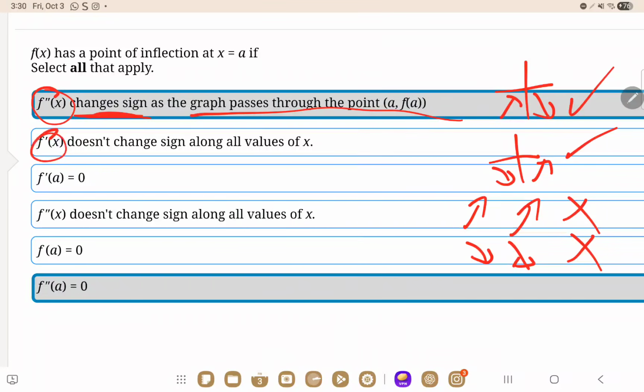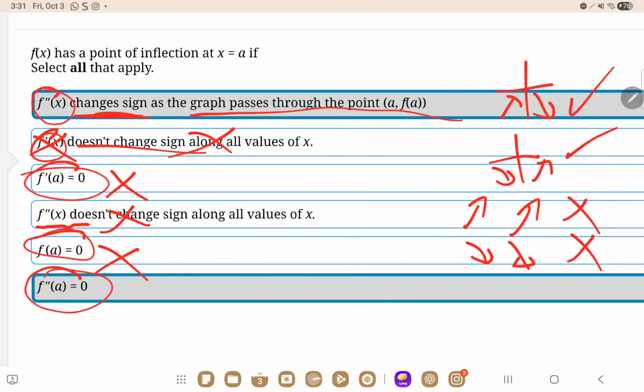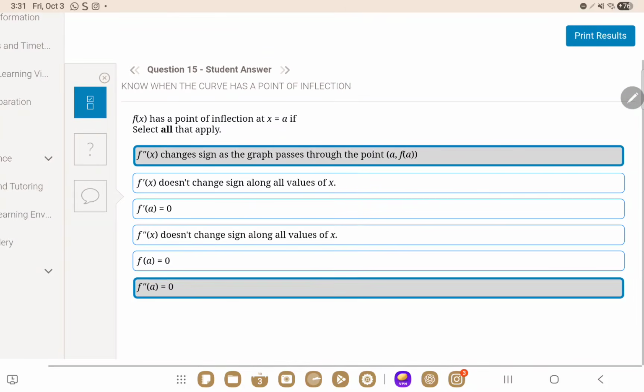So f of x doesn't change sign. First of all, it's not f of x, it's f double prime x. And then it has to change sign. So this is wrong in two different ways. F of a equals 0, wrong. It is f double prime a equals 0. F double prime x doesn't change sign is wrong. F of a equals 0, this has nothing to do with anything. F double prime of a equals 0, yes, this is how you find the point of inflection. And this is how to make sure it is a point of inflection. Moving on.